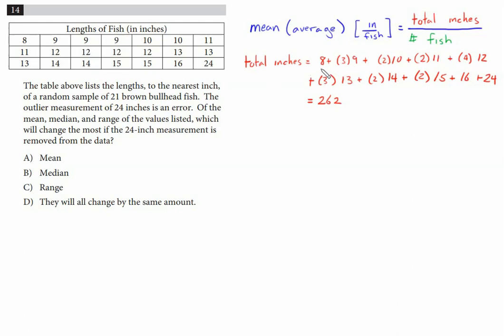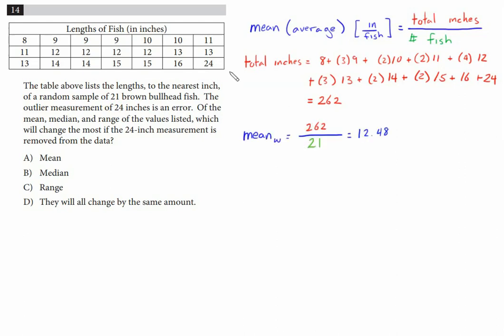So how I have it set up here, we have 8 plus 3 9s, so 3 times 9, 2 10s, 2 11s, 4 12s, 3 13s, 2 14s, 2 15s, 16, and 24. And this would be the case where if I include the 24, that's going to be one average, and it asks which one of these will change if we remove this data point. So let me show you what I mean.